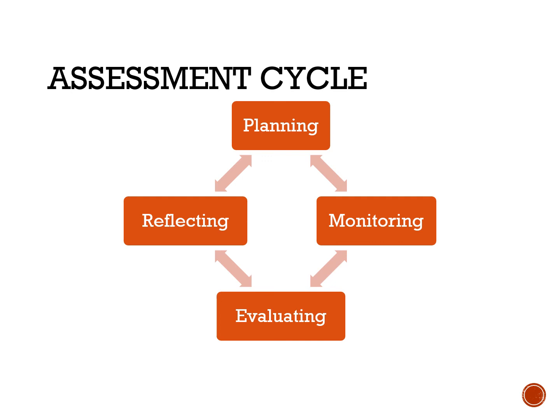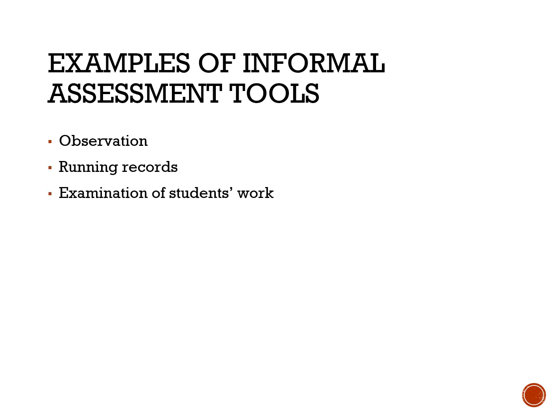And thus, Snow and colleagues show this link in a four-step cycle. So here, we can have the different steps such as planning, monitoring, evaluating, and reflecting. There are also examples of informal assessment tools that teachers can use in the classroom, such as observation, running records, examination of students' work, conferences, checklists, and rubrics. So these are just among the many examples of informal assessment tools that we could use.